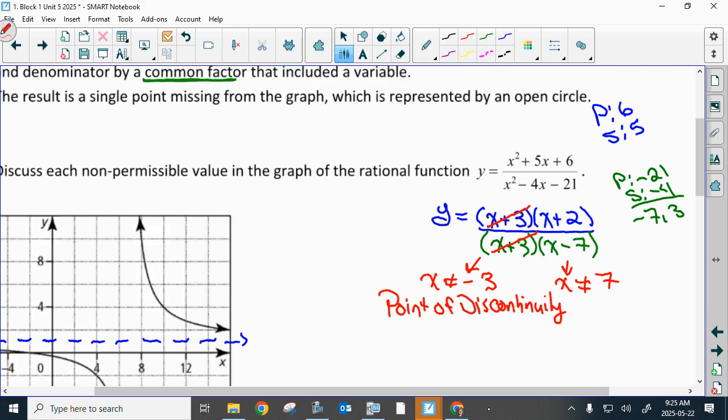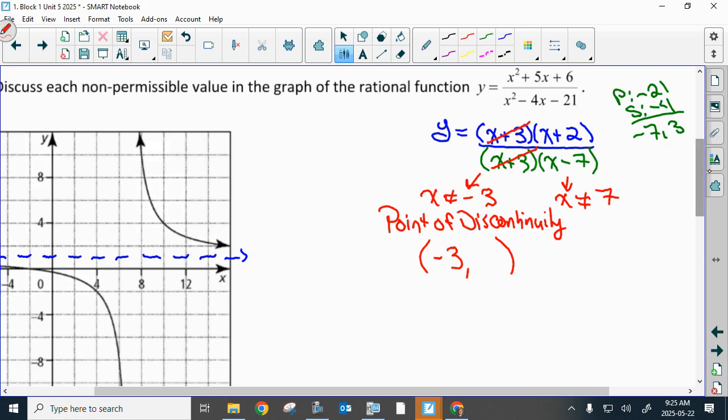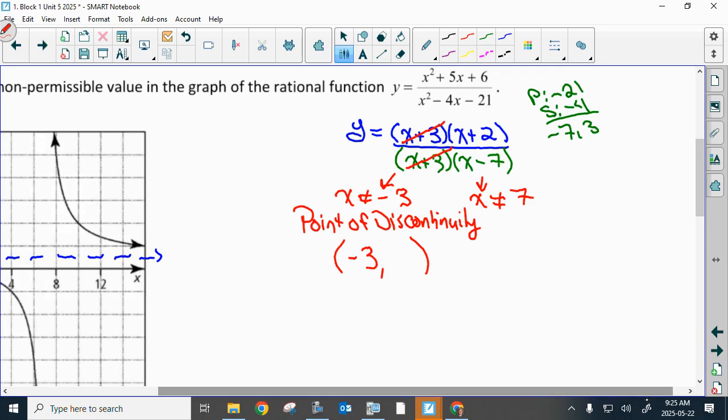It's a point, an ordered pair. So you have to write it like this: negative 3, and then I have to figure out the y value that I should never get. That's one of the tricky parts, people struggle with finding this y value. Now this one is going to give me a vertical asymptote, and that's going to be at x equals 7. And we've already dealt with vertical asymptotes.